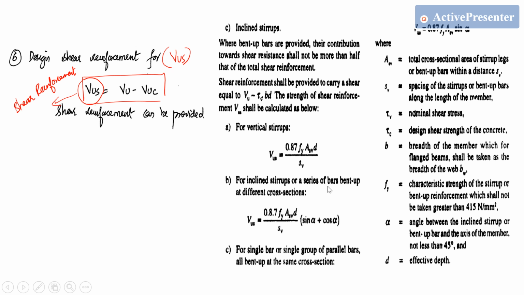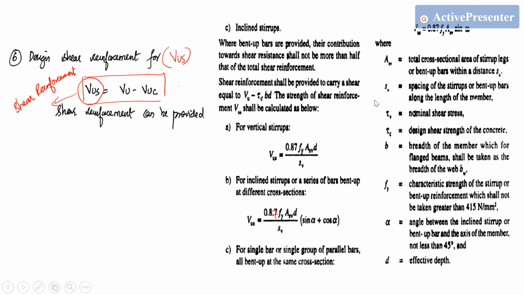It is 0.87. Okay, it's not 0.8.7. It's 0.87 fy ASV d divided by sine SV into sine alpha plus cos alpha, where alpha is the angle of inclination of your bars. And for bender bars, if you are using them, then the corresponding equation is this one. And you know these terms represented.